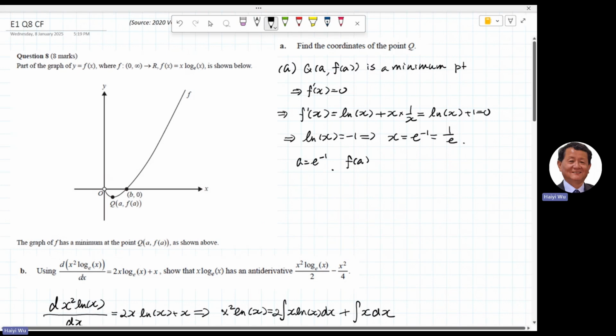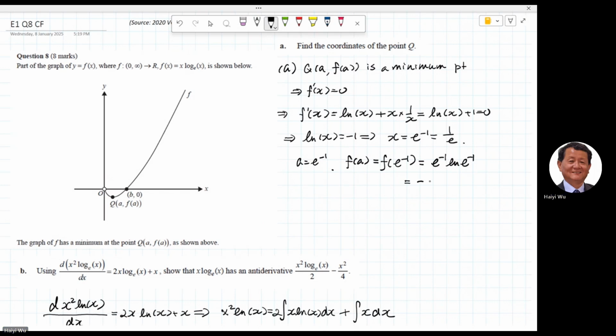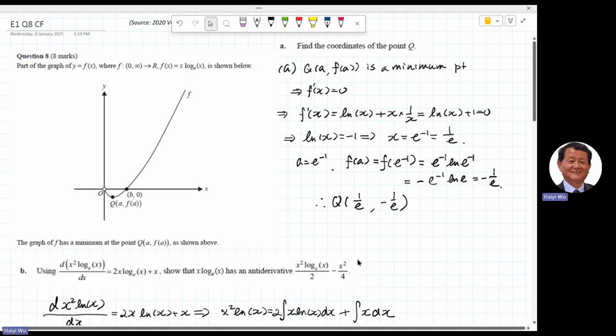So for f(a), we substitute e to the power -1 into the function, which is e to the power -1 times log e to the power -1. So therefore it will be negative. We bring the -1 to the front, and it becomes log e. We know log e is 1, so the answer will be -1 divided by e. Therefore Q will be (1 over e, -1 over e). So that's the first question.